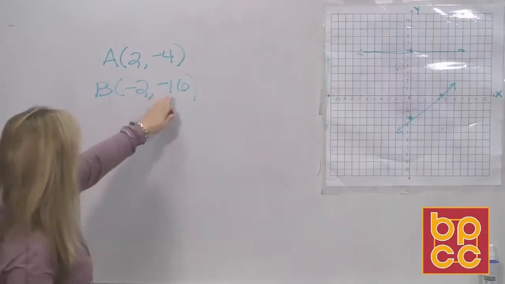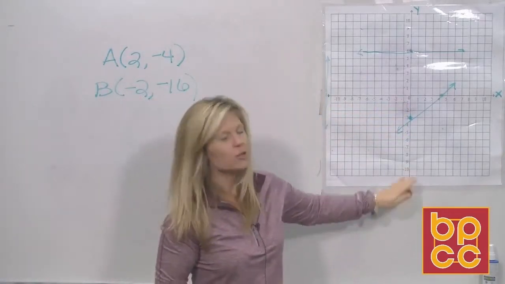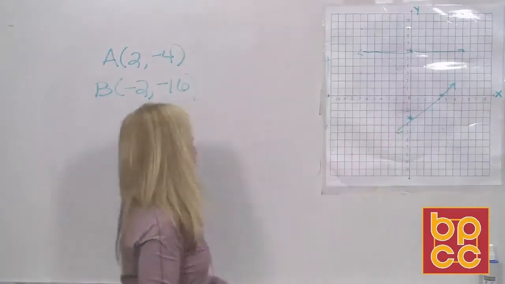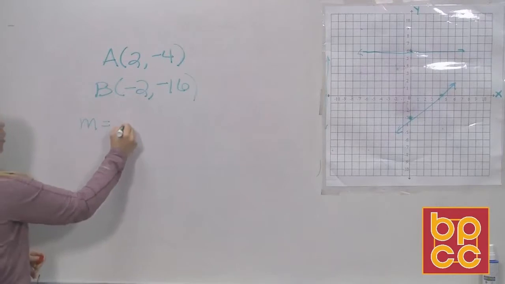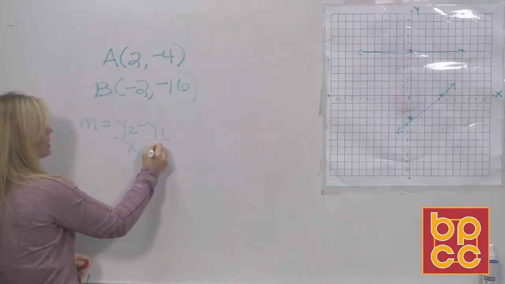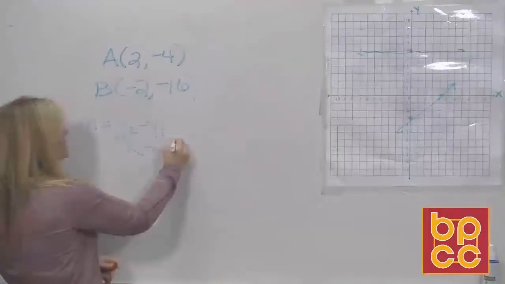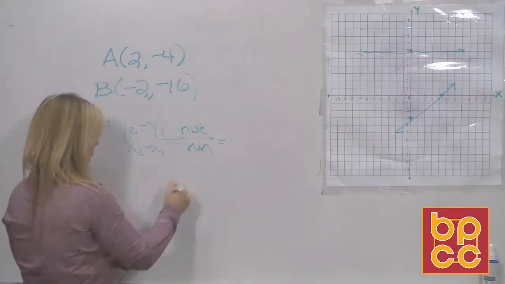Does my graph go up to negative 16? Go down to negative 16? No. So I can't use my graph paper for this. So the way I know I can find the slope here is to use the formula, y sub 2 minus y sub 1 over x sub 2 minus x sub 1, which is basically just remembering rise over run.